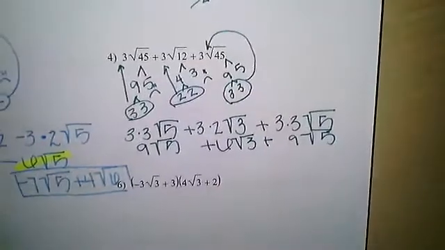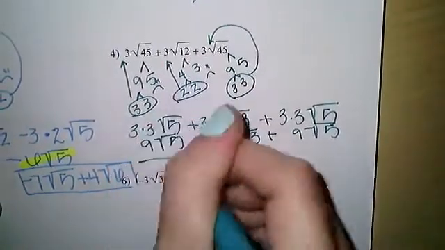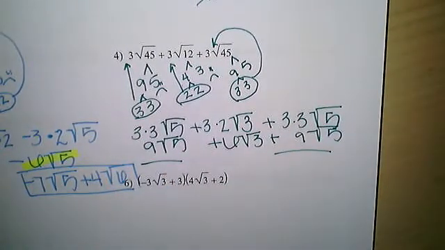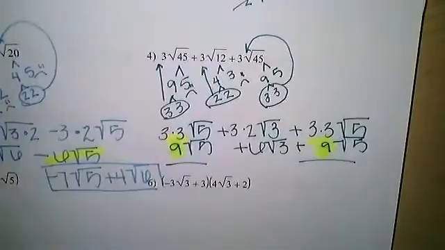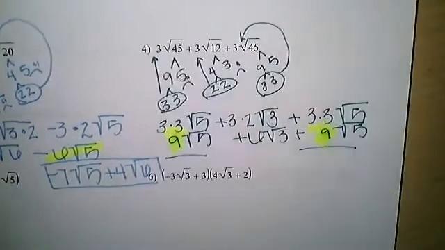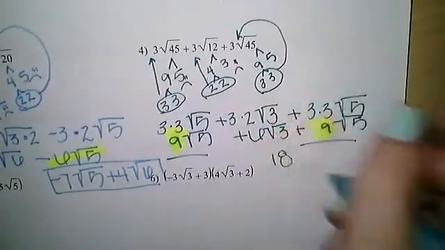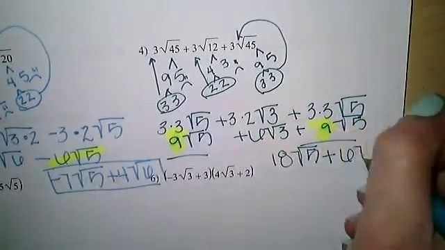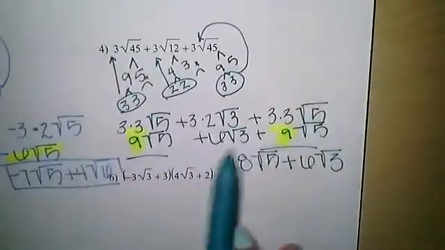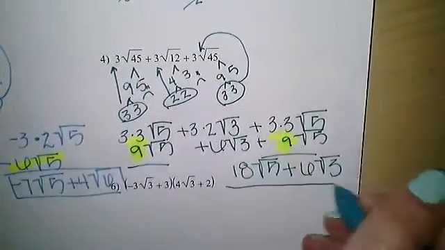So we're just going to look through and see if we have any like terms that have the same radical. And simply take the number on the outside and add it together. So 9 plus 9 is 18. Root 5 stays the same. And then 6 root 3 drops down. And this is our final answer.